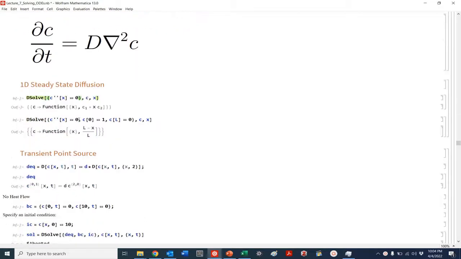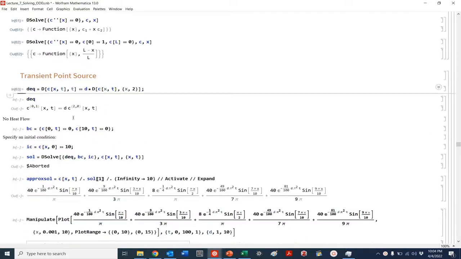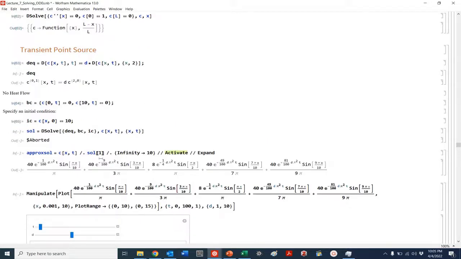So again, we can solve for 1D steady state diffusion just like we did previously. We'll have two constants and we see a linear function that emerges if we're just looking at some certain length L. We can solve for, again, transient solutions too, time varying. We can set, again, boundary conditions and initial conditions. We can solve that function.